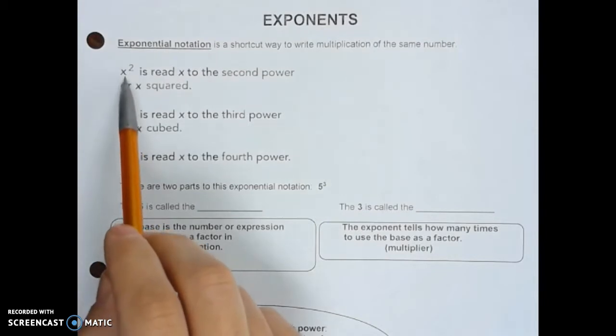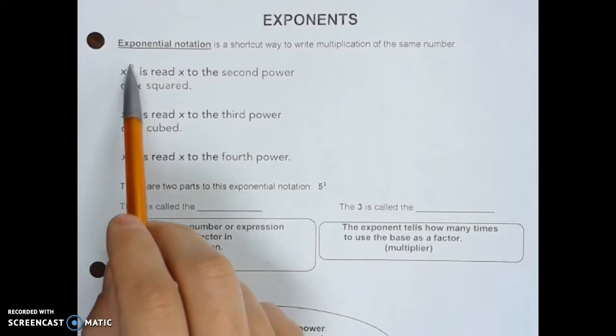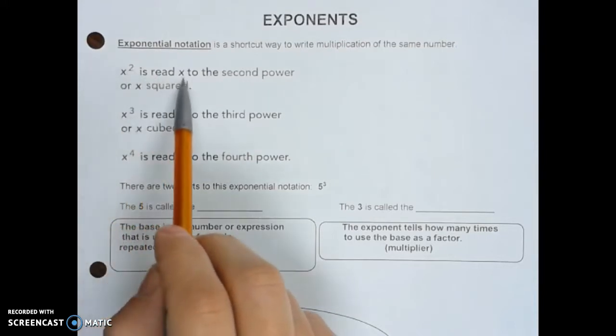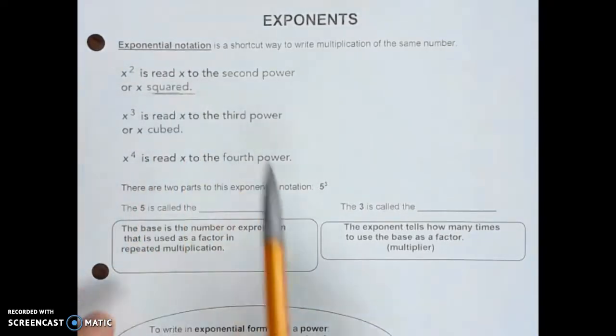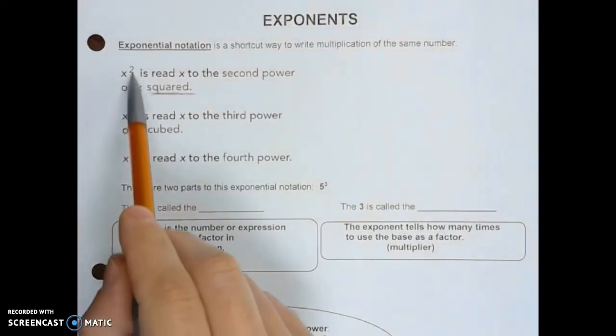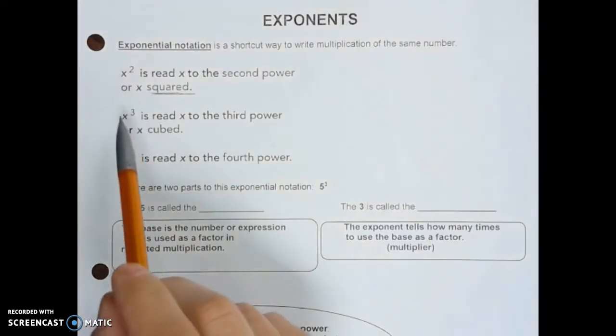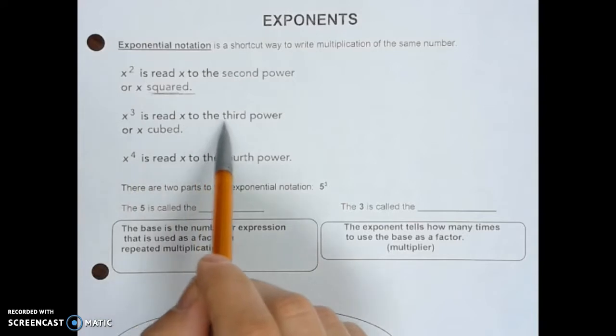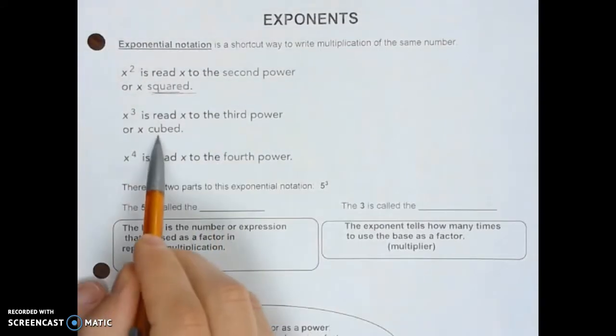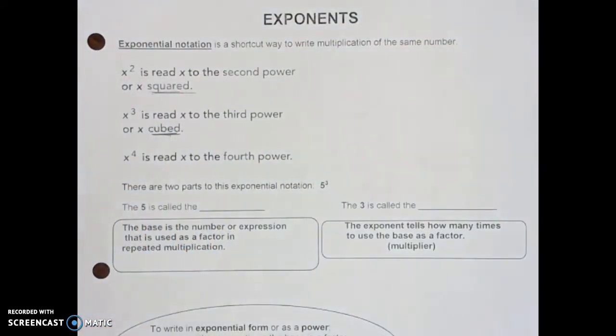Like this example, the number, whatever x happens to be, is being raised to the power of 2. When you have a power of 2, that's read as x to the second power, or x squared. If you ever hear someone saying a number squared, they mean that it has an exponent of 2. Same thing with this example down here. Anything with an exponent of 3 is read as x to the third power, or x cubed. So if they cube a number, they're going to raise that number to the third power.